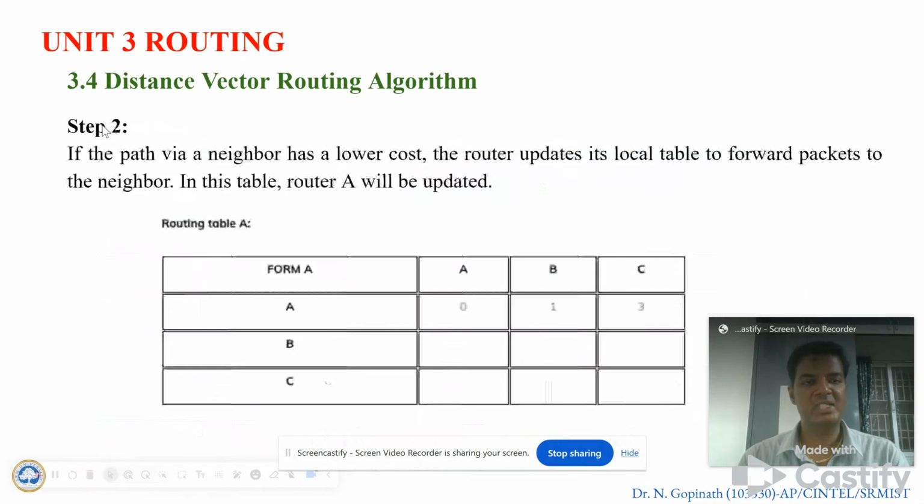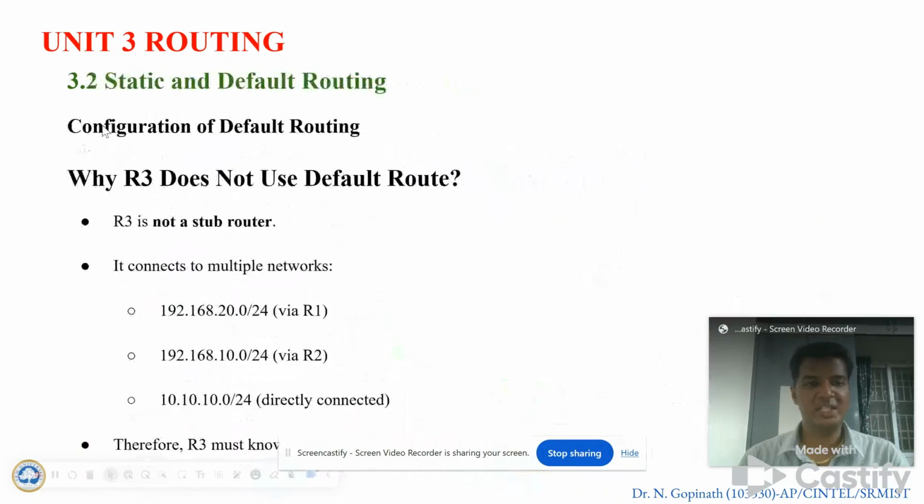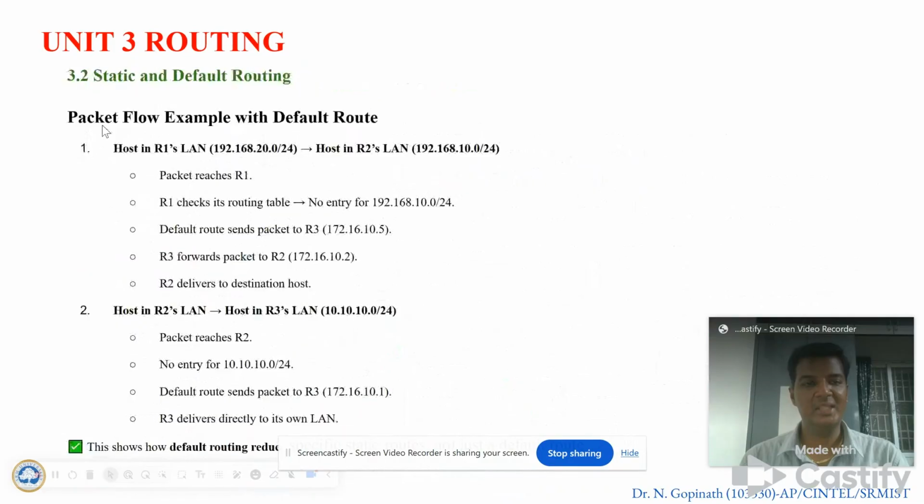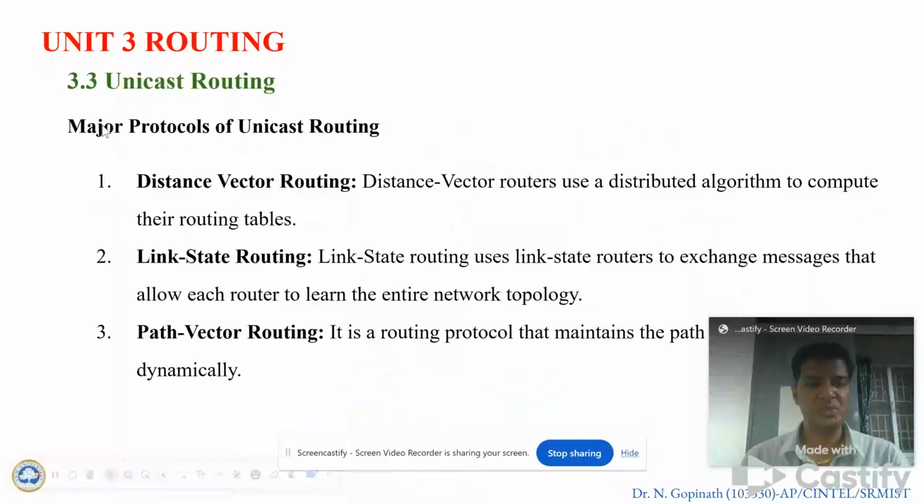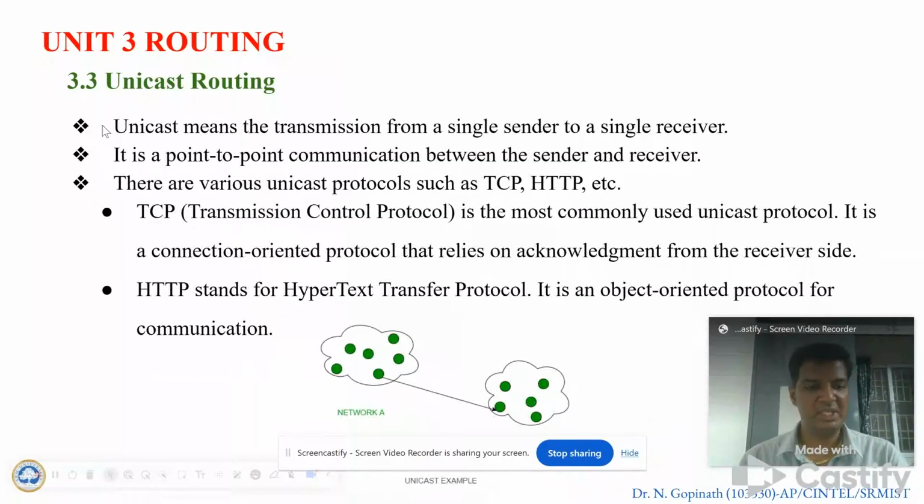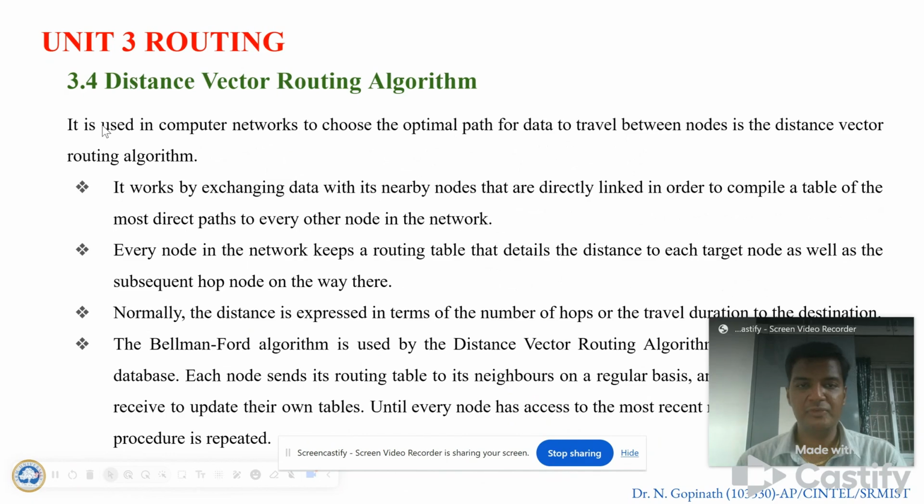So as of now we have seen the introduction of routing, followed by the types of routing, that is static and dynamic routing, and then the concepts of unicast routing. Under unicast routing we have seen what TCP and HTTP are and the major protocols contributing to unicast routing, like distance vector routing, link state routing and path vector routing. From the upcoming slides we are going to see in detail some other different concepts which come under the computer network subject.